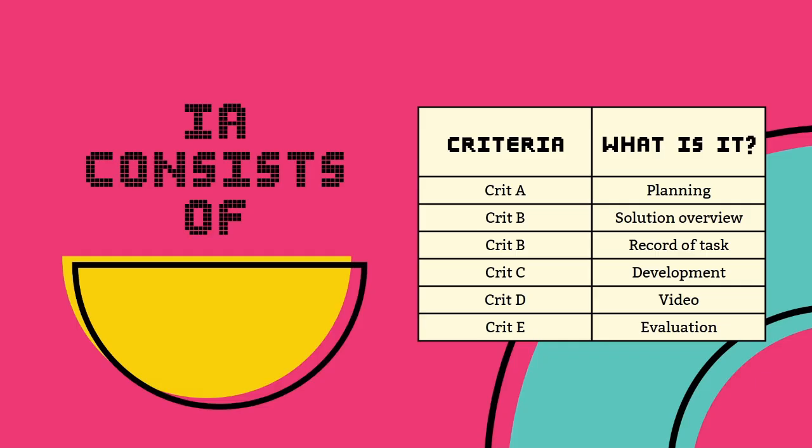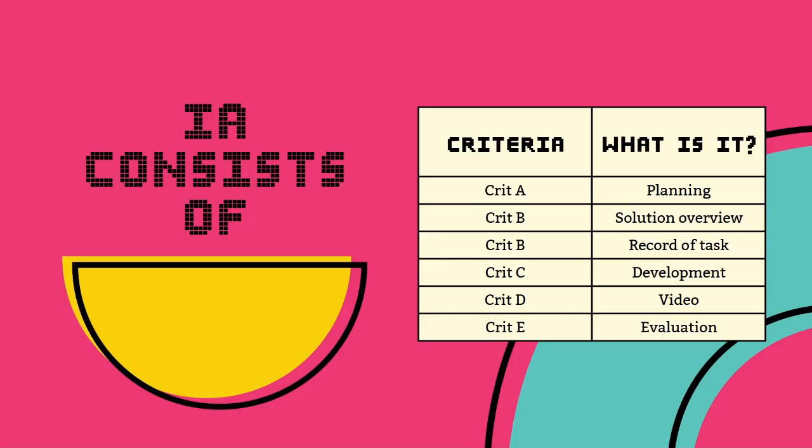Criteria C is development. So in this criteria, you'll need to list down the skills that you use in your computer science IA. And these consist of things such as using if-else statements, so conditionals, things such as loops. You can have searches and sorts as well as skills. And if you're taking HL, then you need to put HL skills. This consists of things such as the use of 2D arrays, recursion.